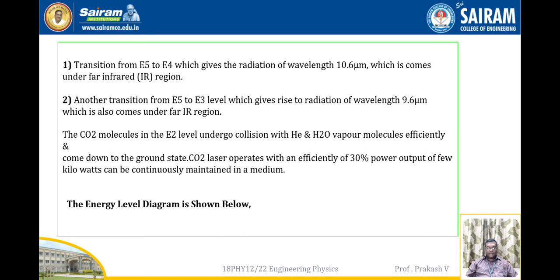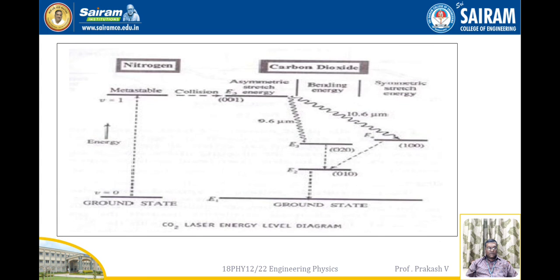The CO2 laser operates with an efficiency of 30%, and a power output of a few kilowatts can be continuously maintained in the medium. In the next slide, I am going to show you the energy level diagram. So here you can look at the energy level diagram of the CO2 laser. In the beginning, the nitrogen molecule gets excited to the E5 level, and in the E5 level it collides with the CO2 molecule which is at ground state and transfers its energy to the CO2 molecule. So the CO2 molecule goes to the E5 level.